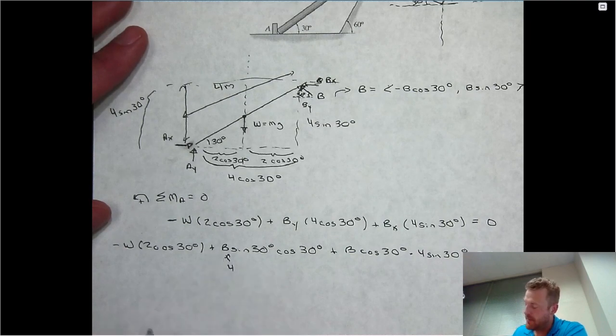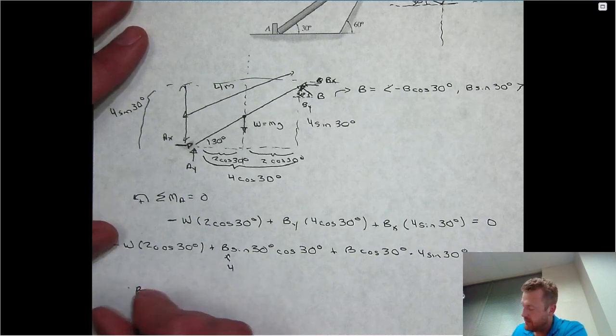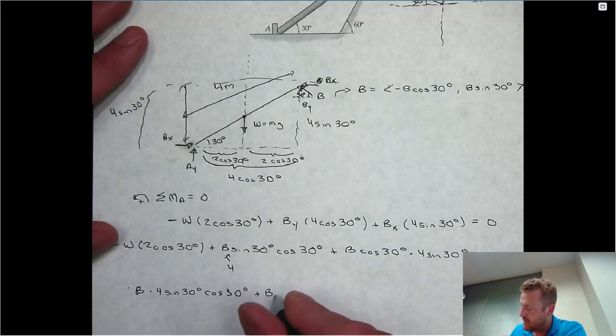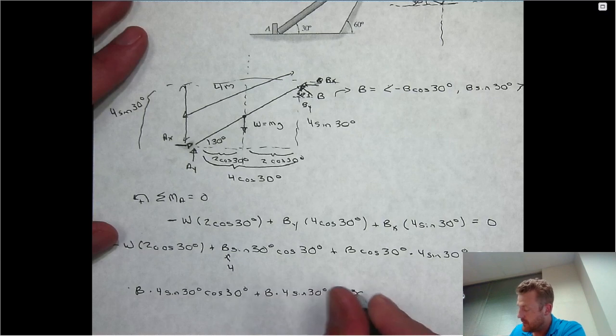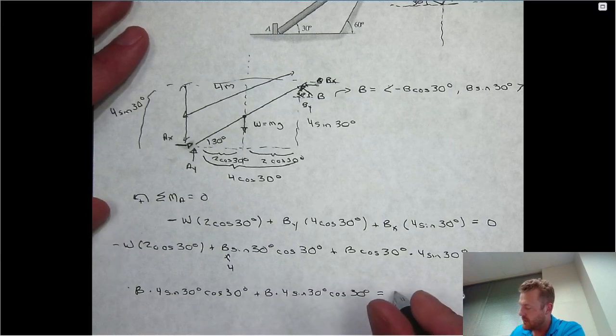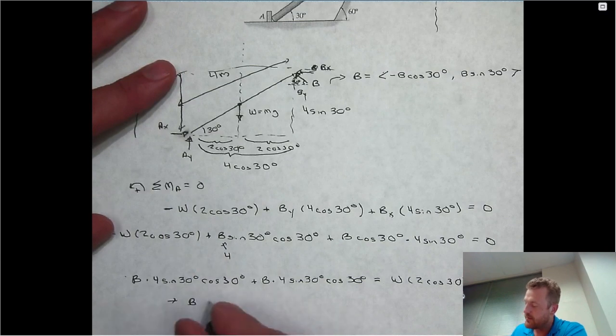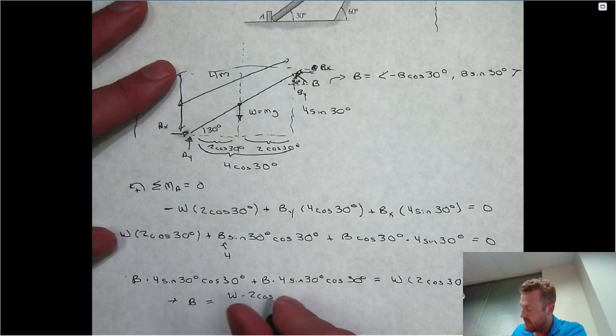And what I'm trying to solve for here is B. So I would just say B times 4 sine 30 cos 30, so that's this term here, plus B times 4 sine 30 cos 30 is going to be equal to W times 2 cos 30. So if you solve this for B, what you actually find is this is the same term twice. So you can say that B is nothing more than W times 2 cos 30 divided by 2 times 4 sine 30 cos 30.